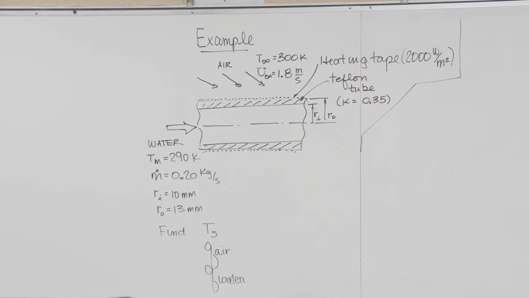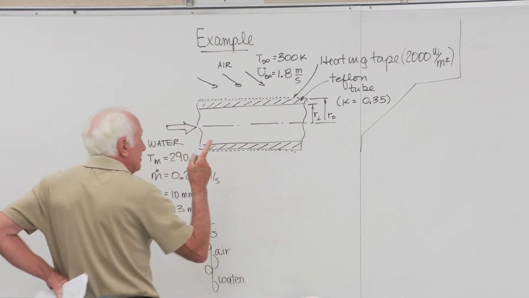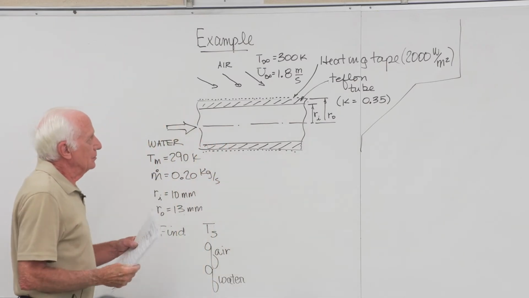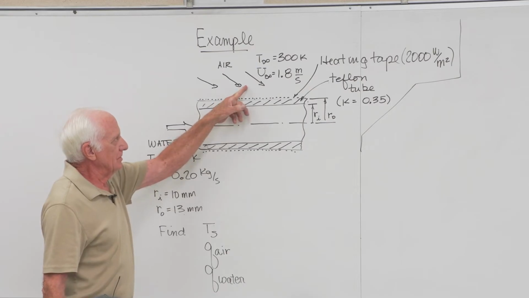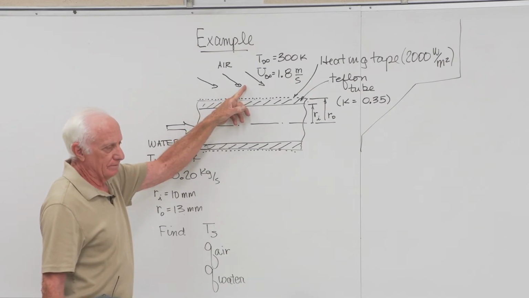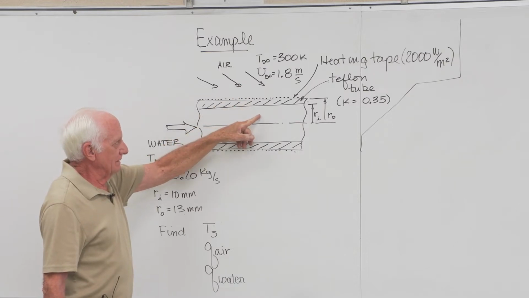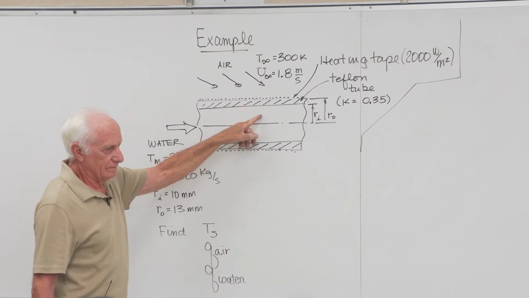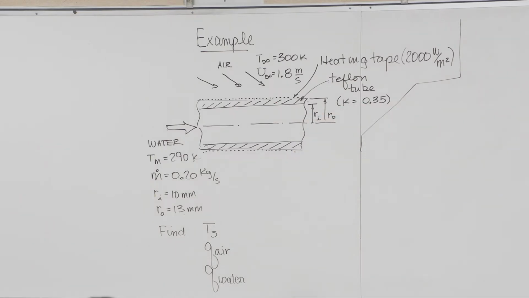Now, the heating tape is generating heat. So one way it can get out is to go to the air around the outside of the Teflon tube, right. The other way is it can go into the water inside the Teflon tube, right. So now we want to find out how much goes in each one.